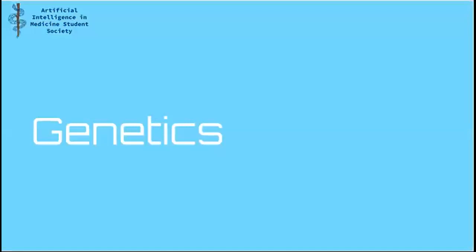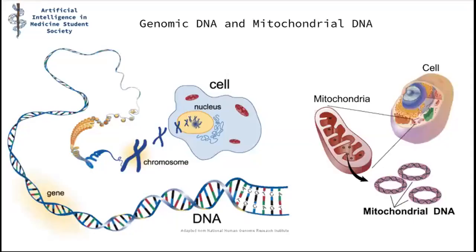The last section of this is genetics, and this falls under the umbrella of precision medicine. But before I go into it, let's just make sure we're on the same page. When we're referring to DNA, we're almost always referring to the genomic DNA stored in the nucleus. The standard number of chromosomes for humans is 23 pairs for a total of 46. 44 of these are autosomal, and 2 are sex chromosomes. If you're a woman, you have XX. If you're a male, you have XY.